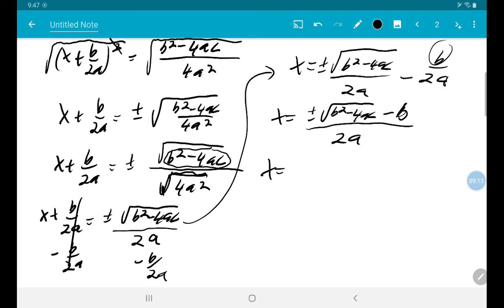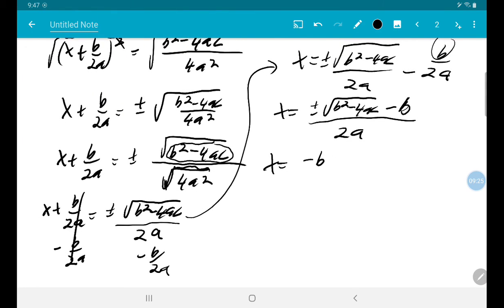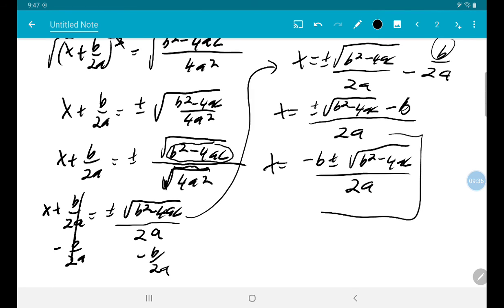You know, when I say 2 plus 7 or 7 plus 2, order doesn't matter when you're adding. Same deal here. So instead of saying this plus or minus square root of whatever minus b, I can actually say negative b plus or minus the square root of b squared minus 4ac all over 2a.